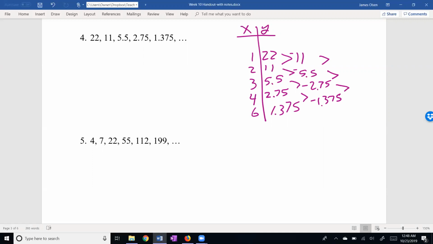Now I look at my next row of differences. And we need to be careful here. Negative 5.5 minus negative 11. That's going to be positive 5.5. And now do the next two on a calculator. Notice that these differences happen to be positive. Now looking at the third row, 2.75 minus 5.5 is negative 2.75.